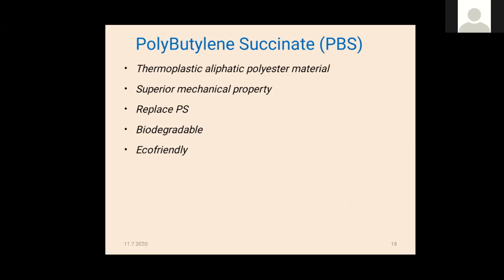The second one is polybutylene succinate, that is PBS. This is a thermoplastic aliphatic polyester material. It has superior mechanical properties. We can replace polystyrene with it, and it is an eco-friendly material also.